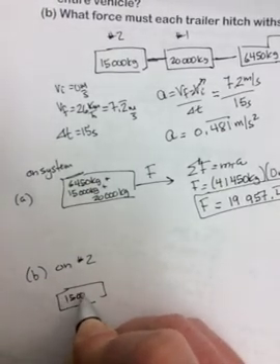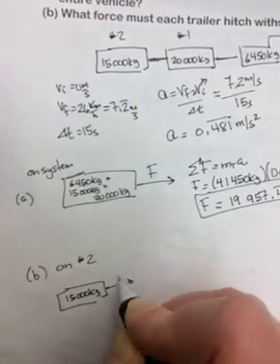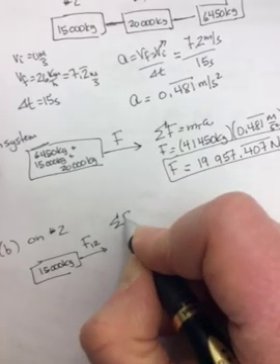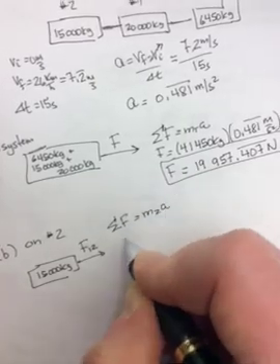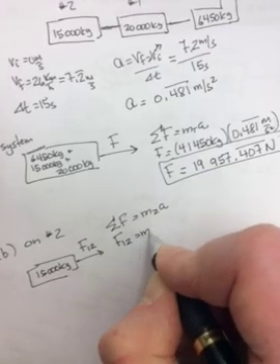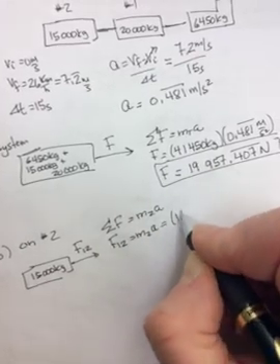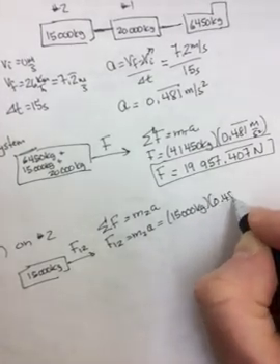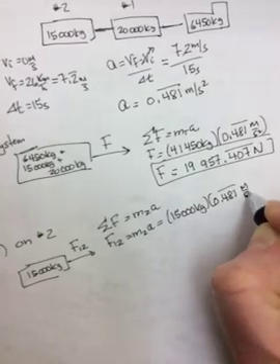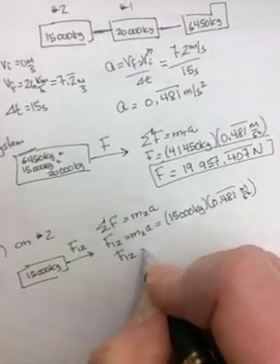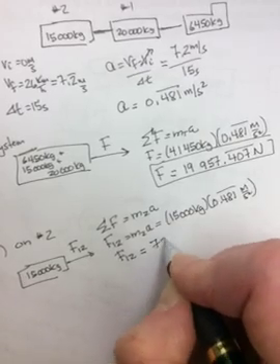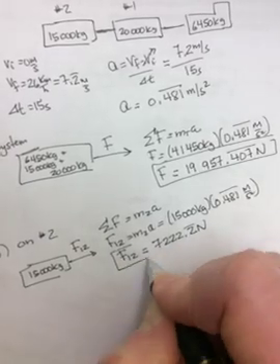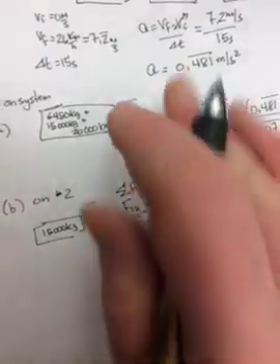So this is 15,000 kilograms with no friction. We have F of 1 on 2 pulling forward. The sum of the forces will equal M2 times A, so it'll just be F12 is equal to M2A. M2 is 15,000 kilograms, and A was that 0.481 repeating again, meters per second squared. And again, if you do not round, you get 7,222.2 repeating newtons. Okay, so that's on the first hitch.